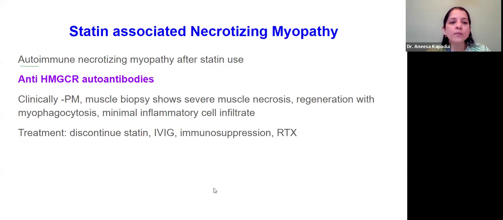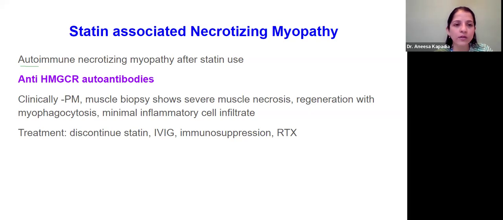Statin-associated necrotizing myopathy is something which we must all remember. Statins are used very, very commonly in so many patients, and whatever field of medicine you may choose to do, you will always use a statin. So it is an autoimmune myopathy. This basically starts immediately after using any form of statin, where anti-HMGCR autoantibodies are positive. If we suspect a patient to develop myositis after using statins, we can do this test because it is now commercially available in some of the major labs.